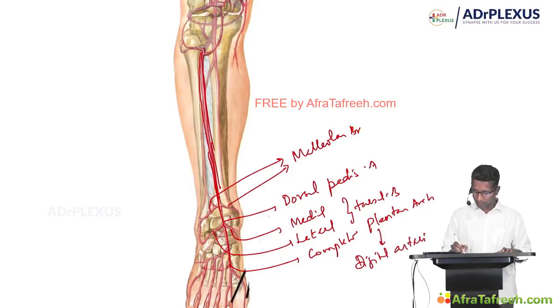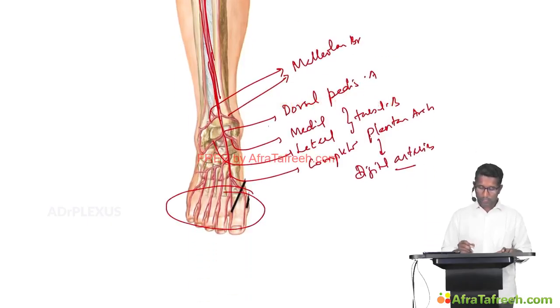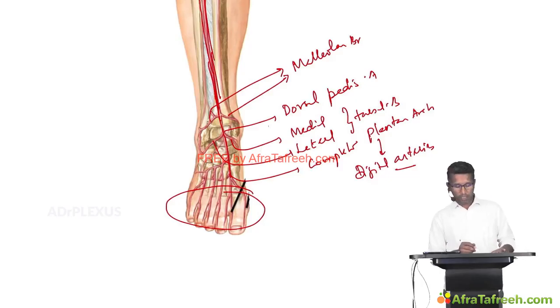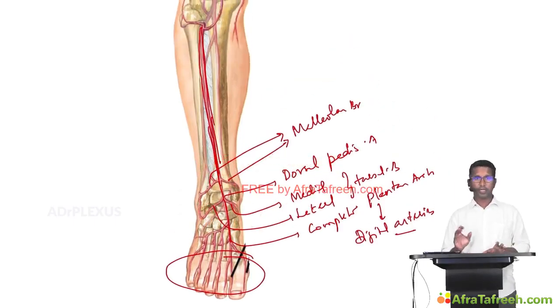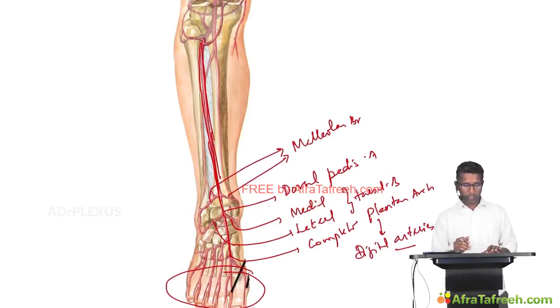Coming from the plantar arch, supplying the digits. You can see from the plantar arch the digital branches supplying the digits. Nothing much about it, so don't think too much about these arteries, they are not of much importance. That is why I am not going into small step-by-step details here.